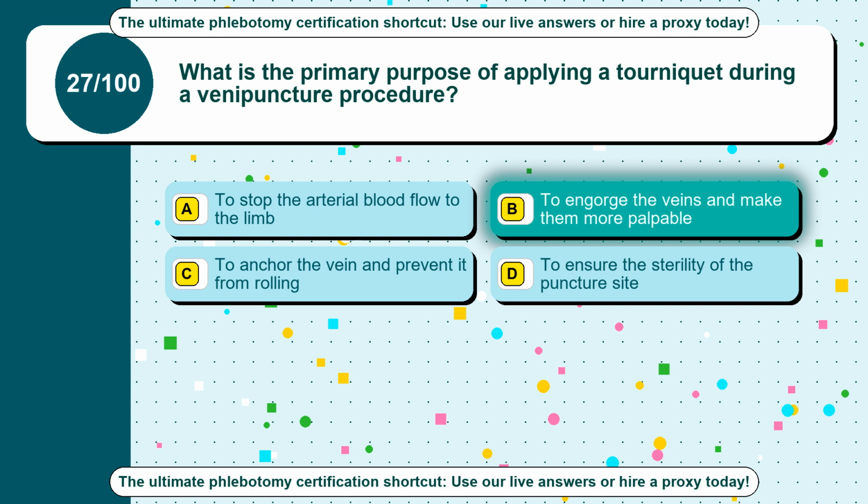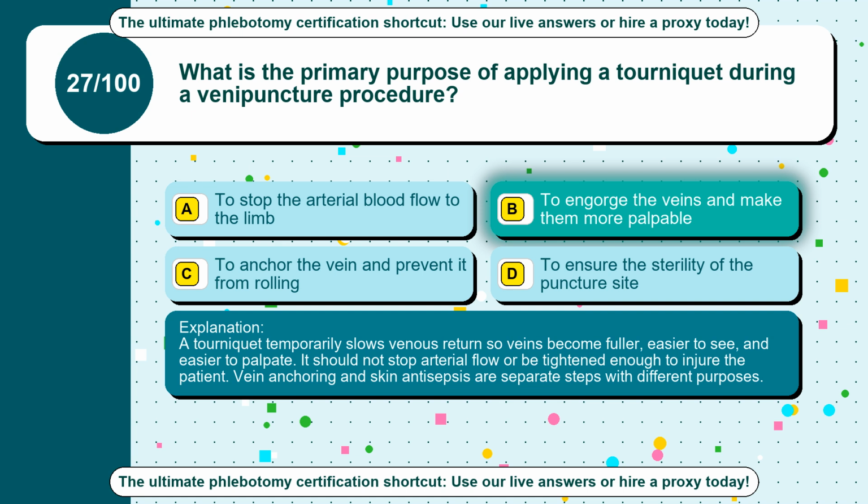To engorge the veins and make them more palpable. A tourniquet temporarily slows venous return so veins become fuller, easier to see, and easier to palpate. It should not stop arterial flow or be tightened enough to injure the patient. Vein anchoring and skin antisepsis are separate steps with different purposes.